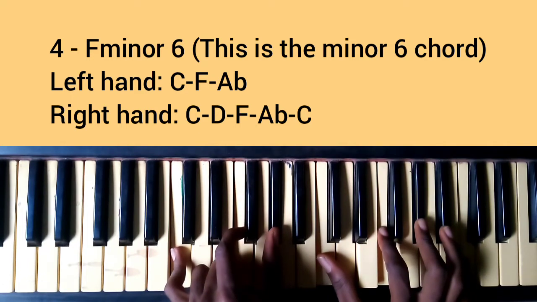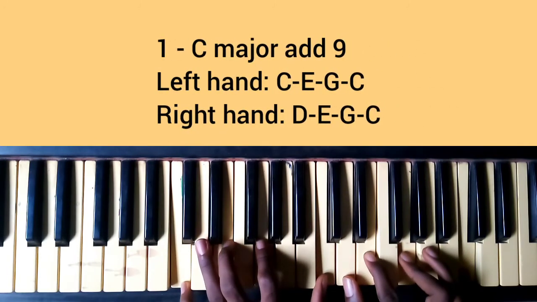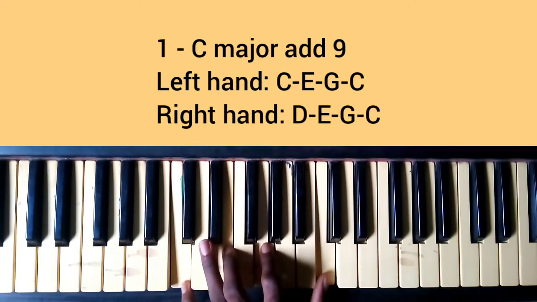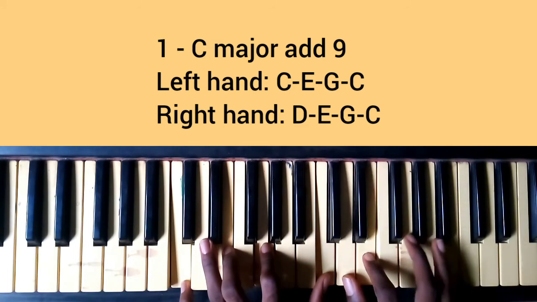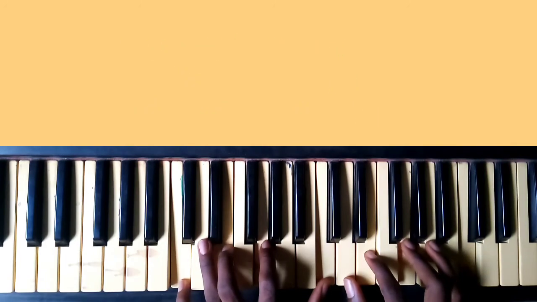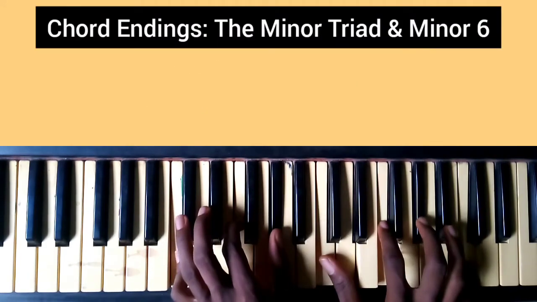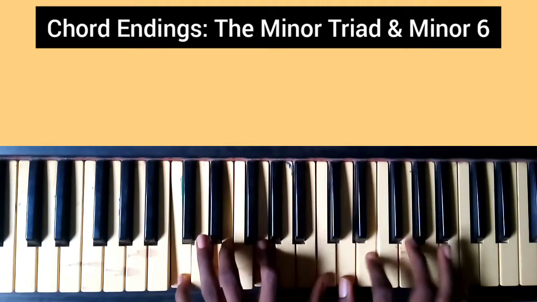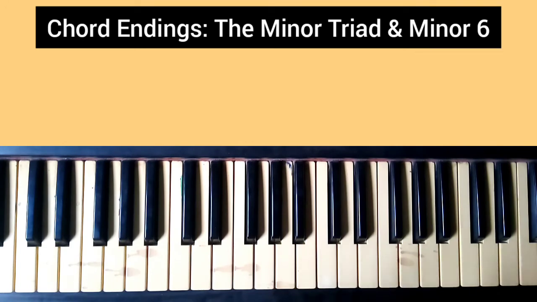Then after that, you're going to go to the C major at 9 chord. You're going to play C E G C on your left hand, and then your right hand is going to play D E G C. So the whole chord movement from the beginning becomes F major at 9, F minor 6, and then a C major at 9 chord. Very simple, basic, and straightforward.